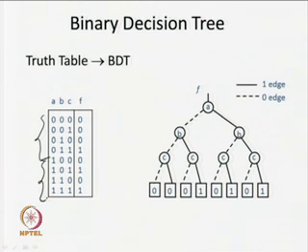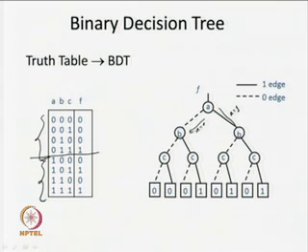So, here I am representing one non-terminal node labeled with A, that means I am going to take a decision on A. When A is equal to 0, I will follow this particular dashed line. When A is equal to 1, then I will follow this solid line. Okay. Now, when I take a decision on A, either I come to this part or this part. So, the remaining portion will depend on B and C.